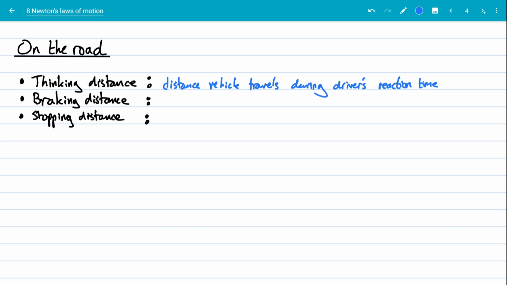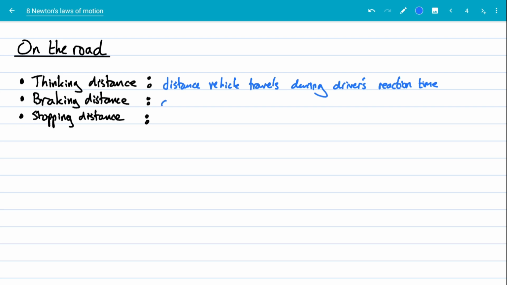That's what it is. It's not that they're thinking. It's a bit of a misnomer. We're not actually thinking, we're reacting. So you're driving along, a hazard appears in front of you, and there's a time between when the hazard first appears and when your foot hits the brake. That time would be called the thinking time or the reaction time. The distance we travel during that time is the thinking distance.